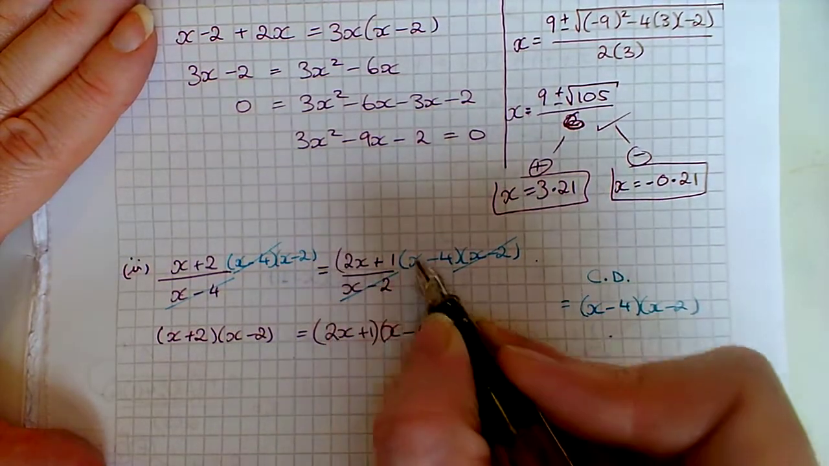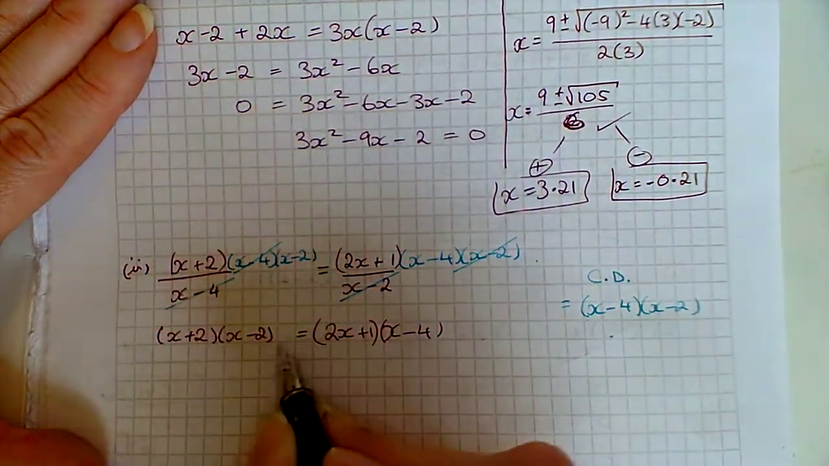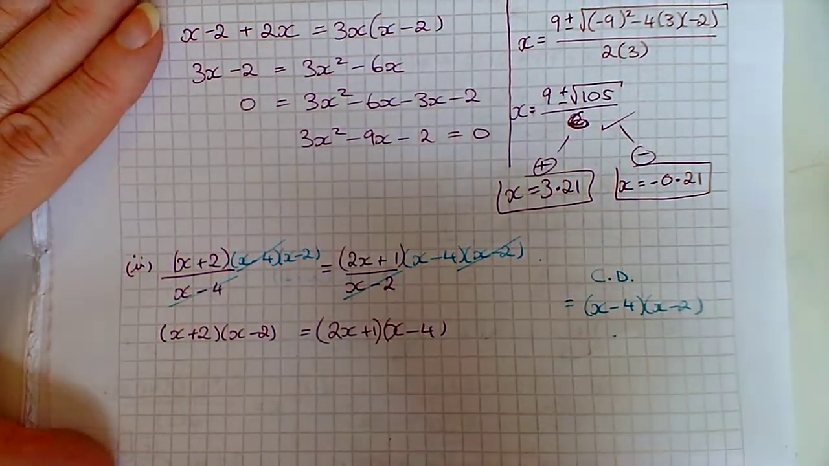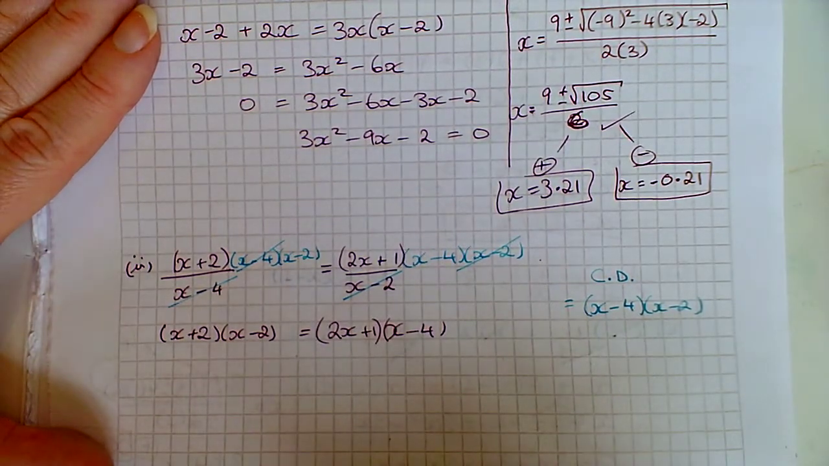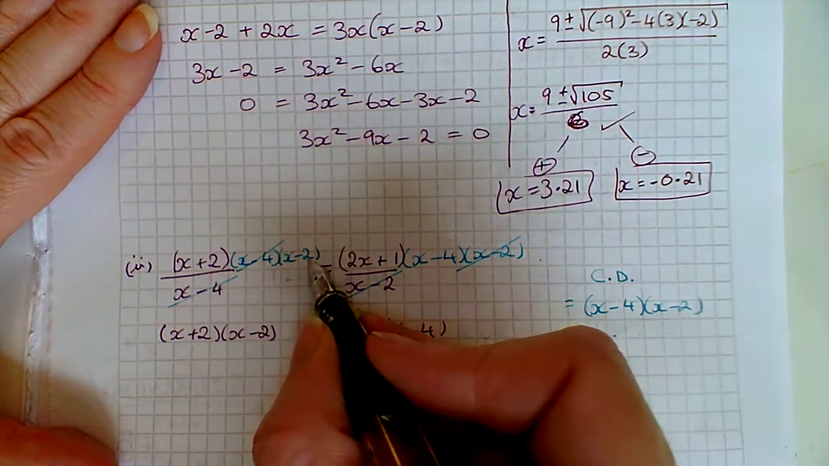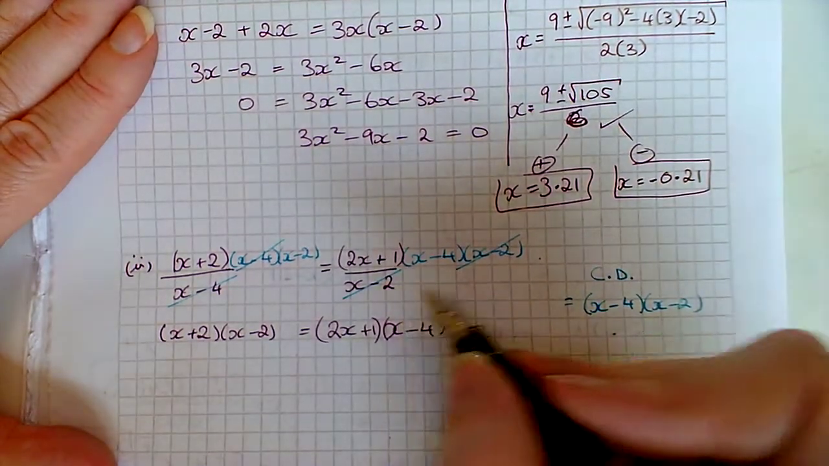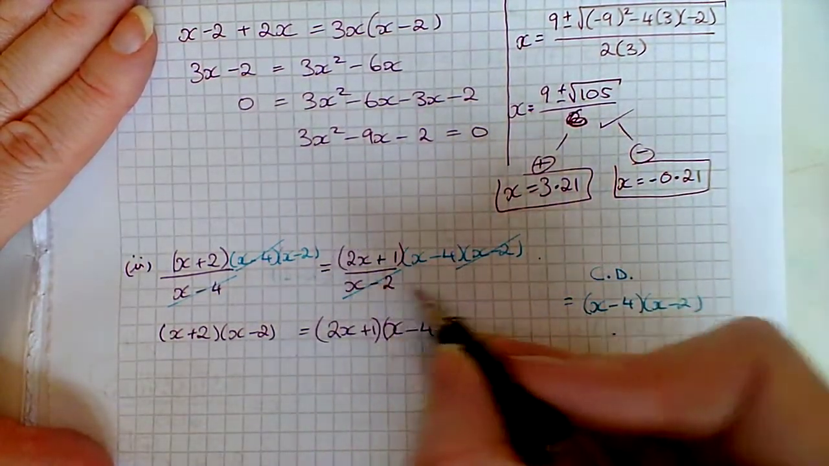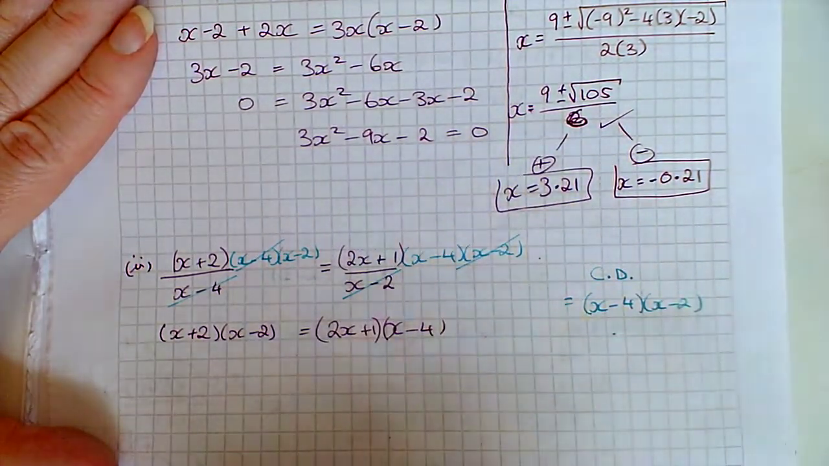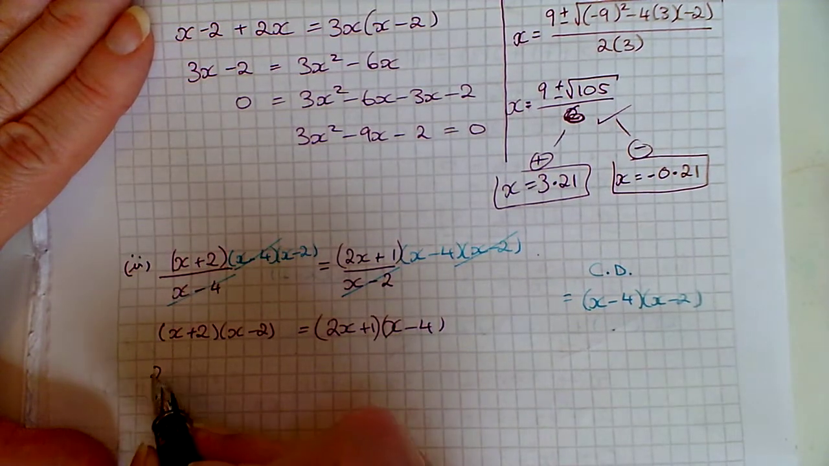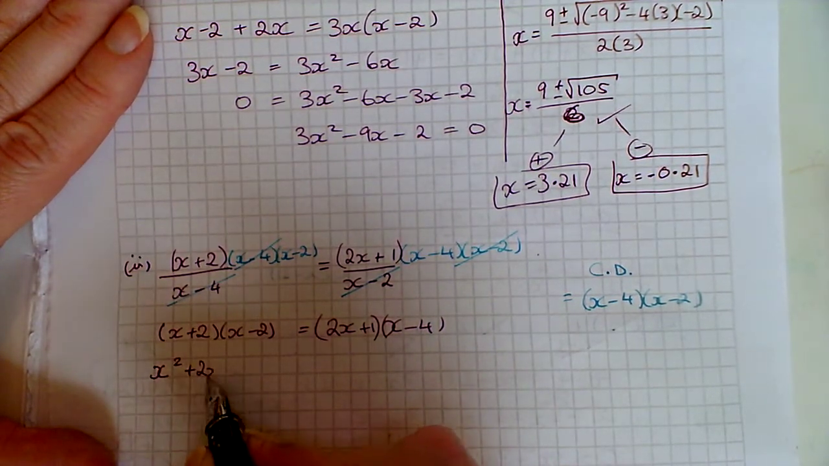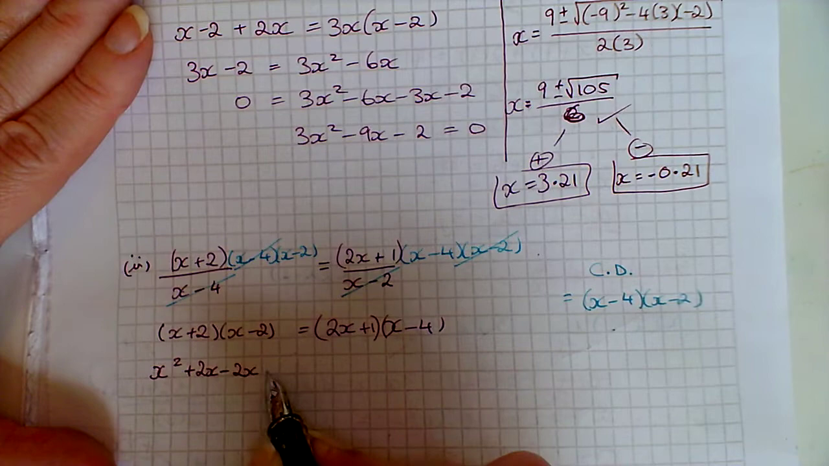The important thing is all of the numerator multiplies what's left over once we've done our cancelling. It's not just the 2 multiplying by the x minus 2 there, otherwise it would matter which side you put it on. It's not just the 1 multiplying there. So we multiply out the brackets: x squared plus 2x minus 2x minus 4.